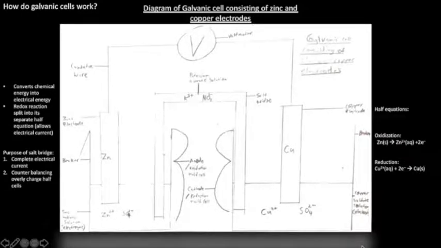So how do galvanic cells work? Here is a galvanic cell. A galvanic cell is a device that converts chemical energy into electrical energy. In this device, we have our electrodes or half cells separated by a salt bridge. The two electrodes are then attached by a conductive wire passing through an electronic device.